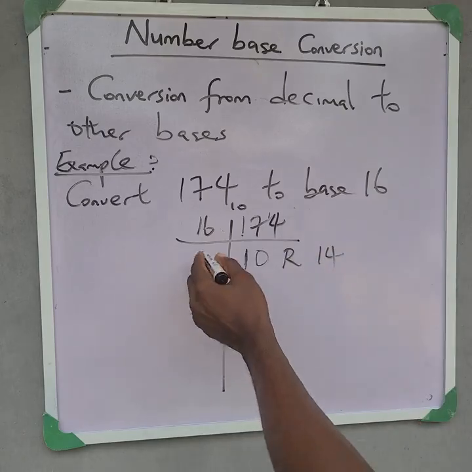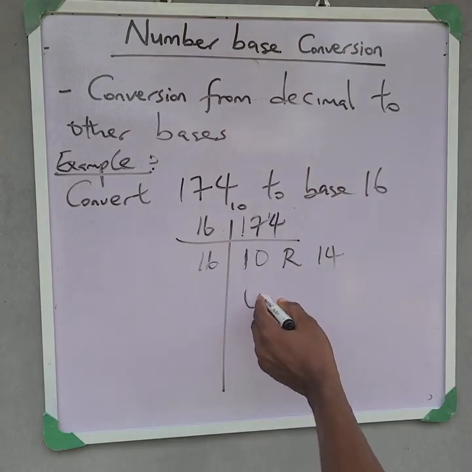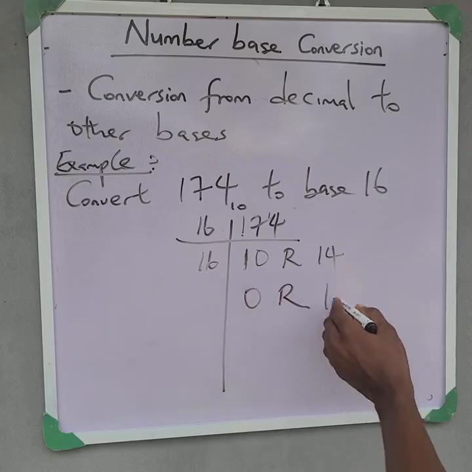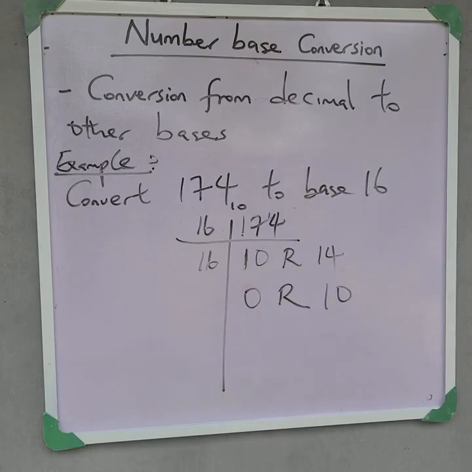You continue. 16 into 10 is 0, remainder 10. Because this is bigger than what is divided, you write 0. Remainder 10. So what do you have as your answer?